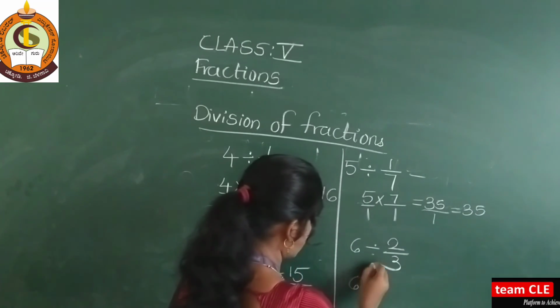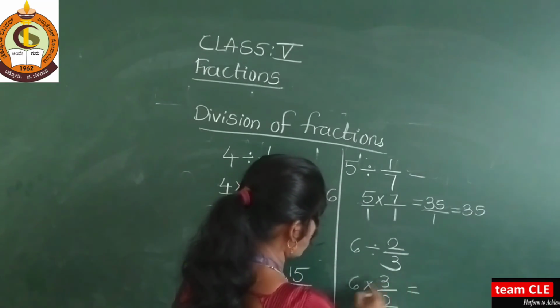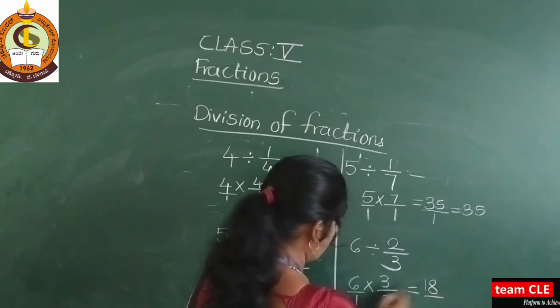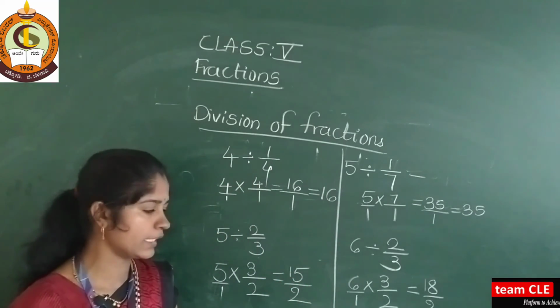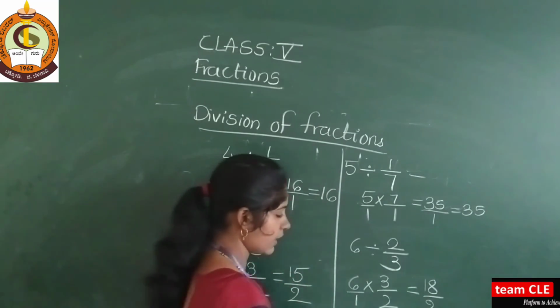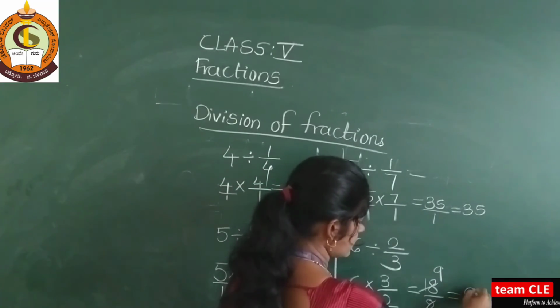Next, 6 into 3 by 2. See, there is no digit, which means 1. 6 3s are 18, 1 2s are 2. Dear student, just see here, 18 and 2 are in the same table. 2 1s are 2, 2 9s are 18. So the answer is 9.